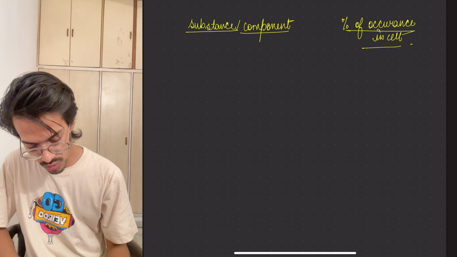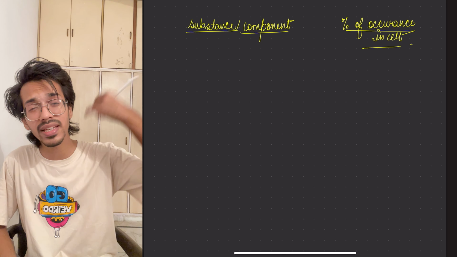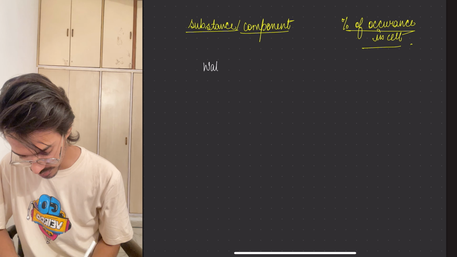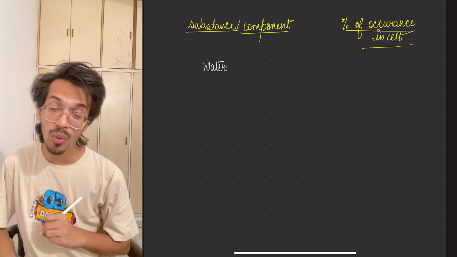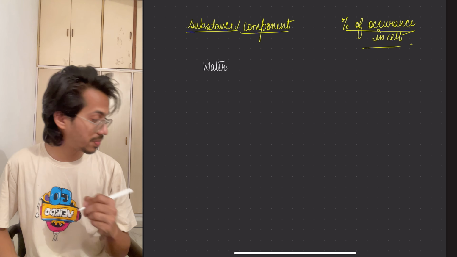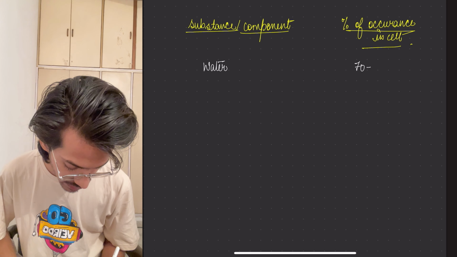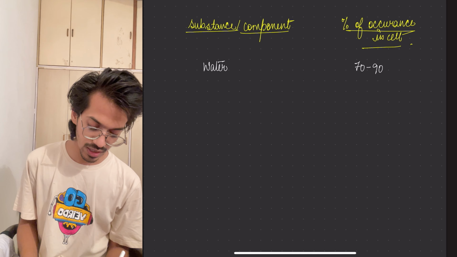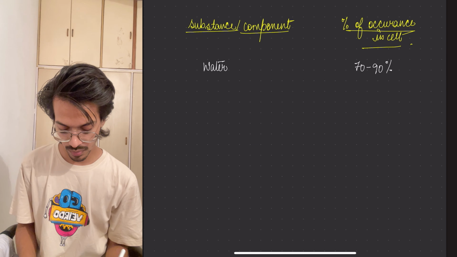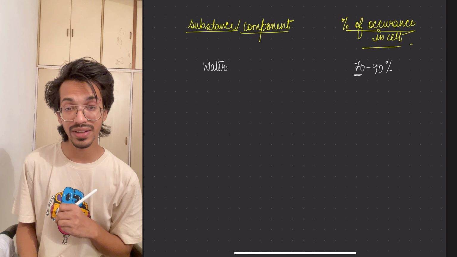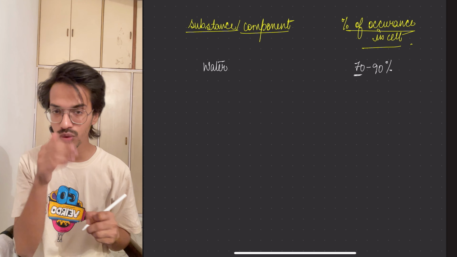So the first one, the highest number, is water. How much water is present? Water is present close to 70 to 90% depending upon the cell. So we are taking 70.